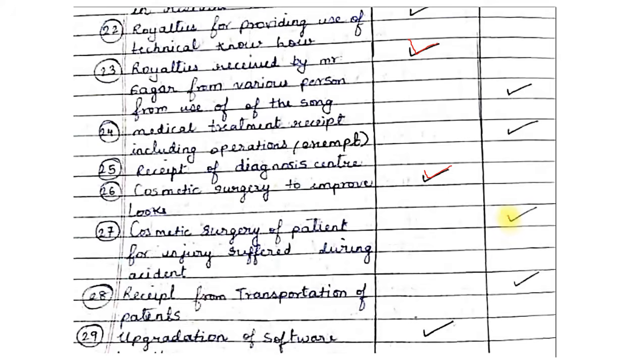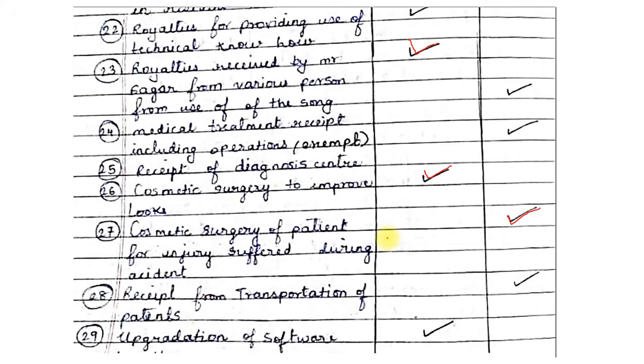If you're doing it just like the celebrities when they do it to improve their looks and all, that is completely taxable. But suppose you met with an accident, you're burnt, or you've damaged your hand, leg, face, and if you want to do a plastic surgery on that, that is non-taxable. Receipt from transportation of patients. Okay, when you're transporting patients, there will be no GST.